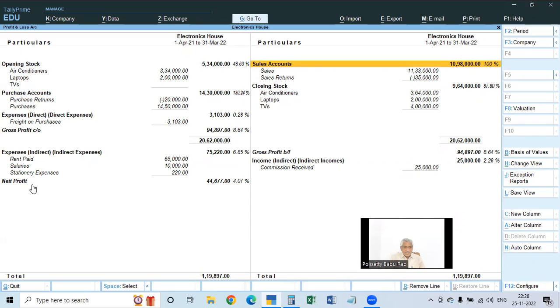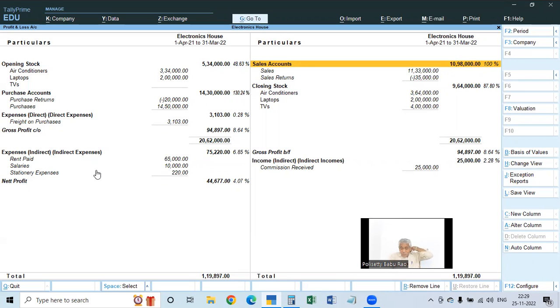When you are working, there may be many expenses and many incomes, like traveling expenses, rent received, commission, discount received, discount paid, commission paid, or any other thing, traveling and conveyance, and factory rent. Factory rent means it is a direct expenditure for the factory, so it will come in the trading account.